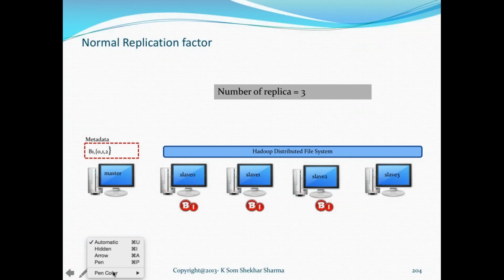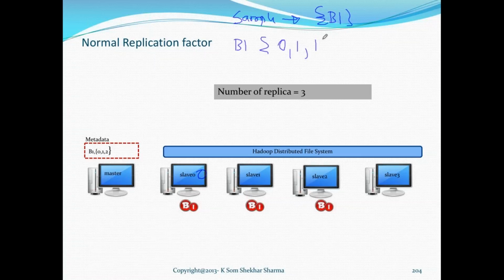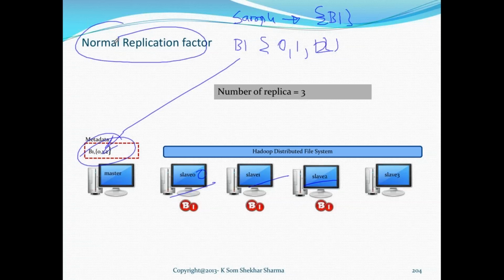Now here is a normal scenario wherein you have a file, let's say a sample file that has been broken into only one block, and that block is on machine 0, machine 1, and machine 2, and this is the name node's metadata which is stored. Right now all the machines are up and running, so it's a normal replication factor.